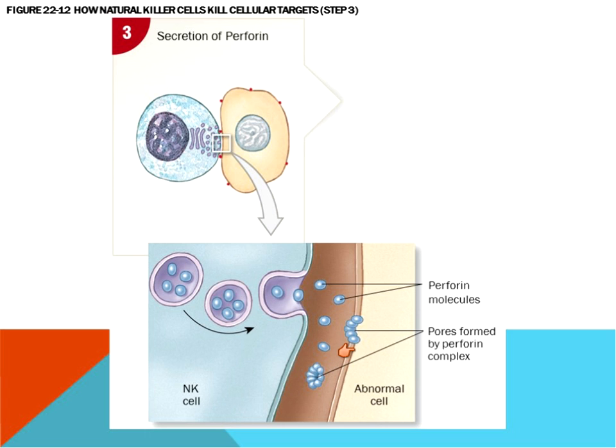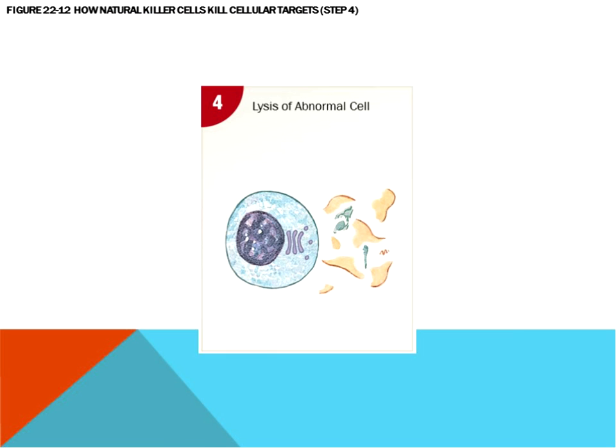So the specialized proteins, now we're going to call them perforin molecules, are going to form pores or a perforin complex in the abnormal cell in order to trigger osmotic lysis, or for the cell to have holes poked into it so it bursts.